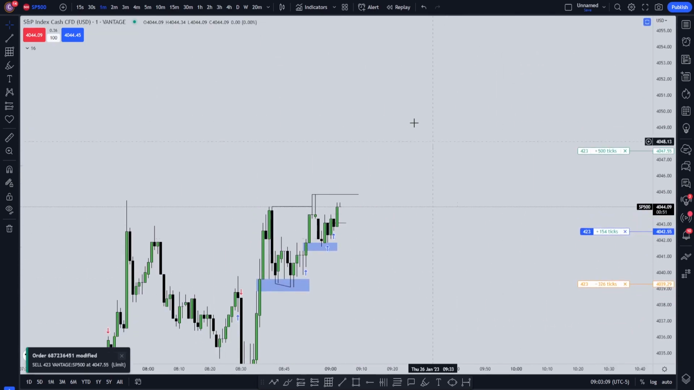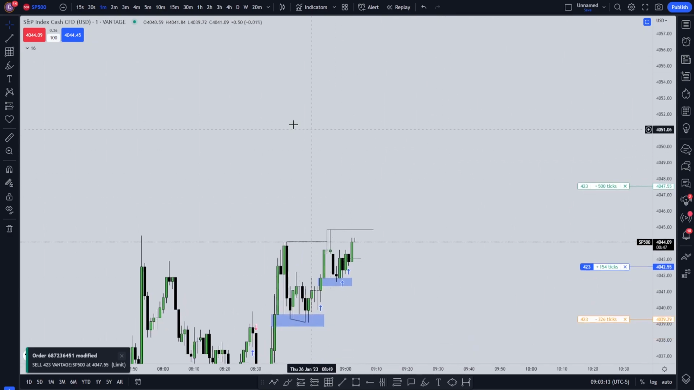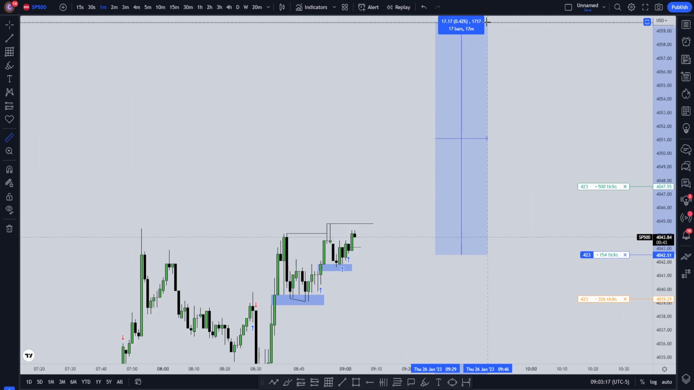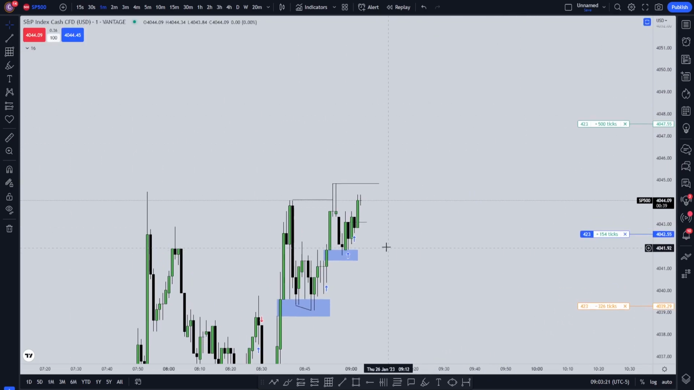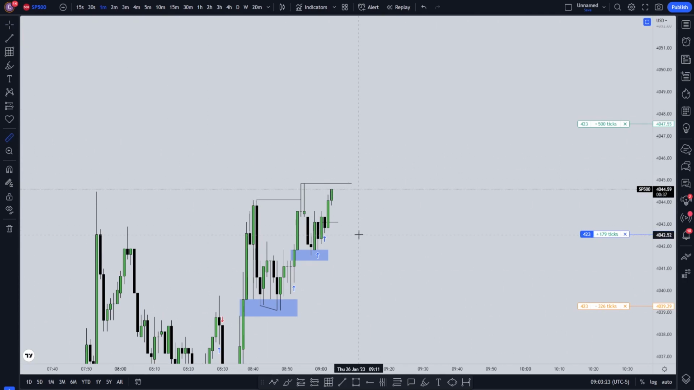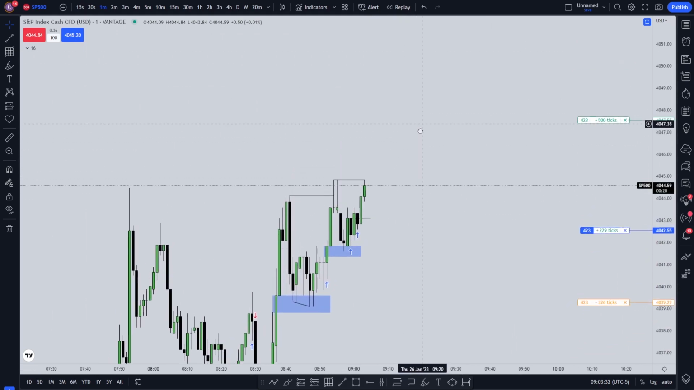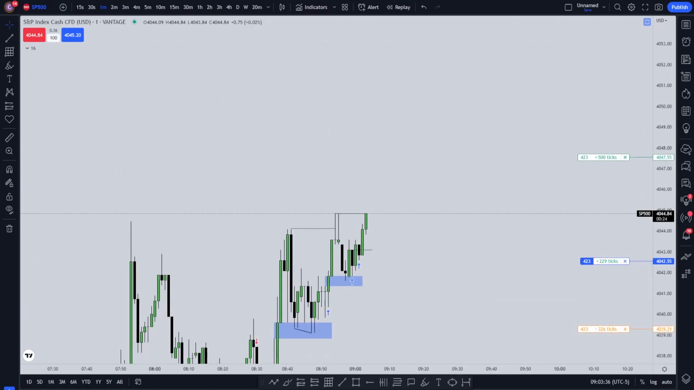And then the end goal would be around 17 handles, but we're just aiming for 5, quick in and out, and price is more likely just to go 5 handles than us holding all the way up here.